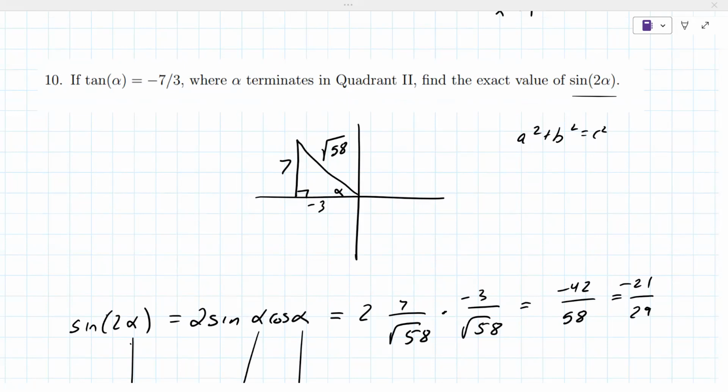All right, I think we did 11A last time, so we can look at 11B.